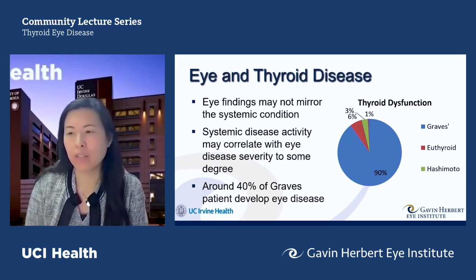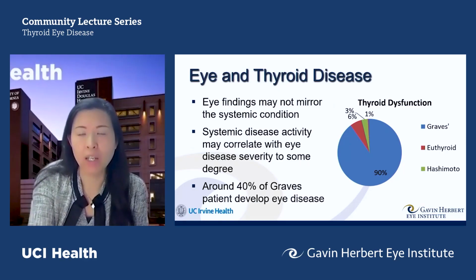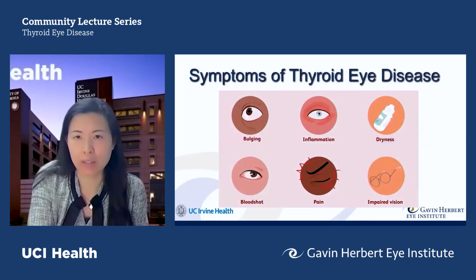It's not always symmetric. There's also a category of patients that you'll see here in red called euthyroid, who actually have normal thyroid function. So in other words, it's not a prerequisite to have abnormal thyroid function. You could have totally normal thyroid function and still have thyroid eye disease.